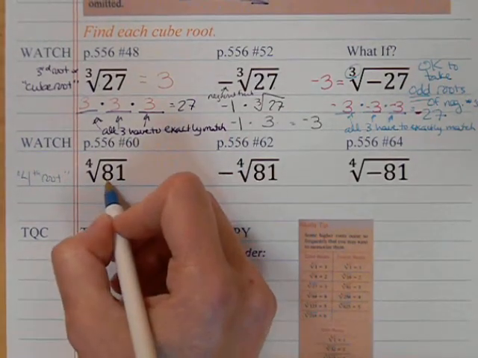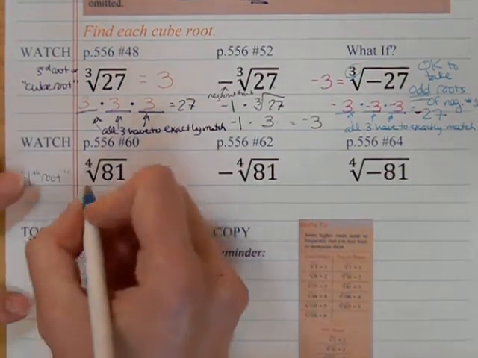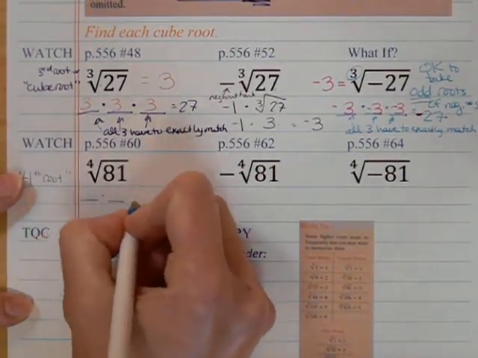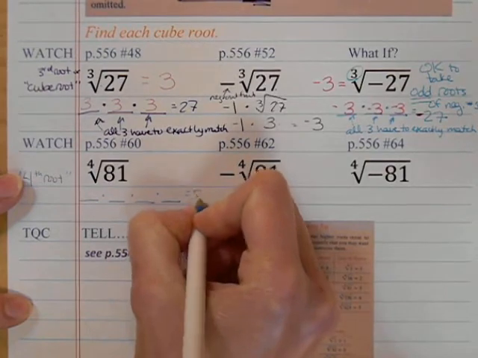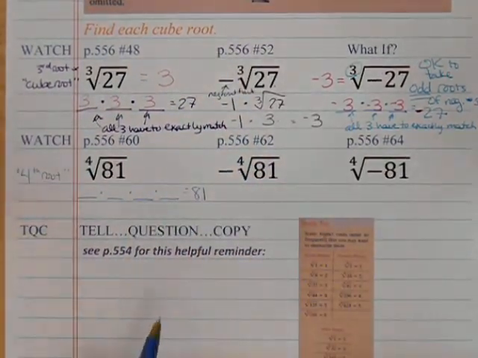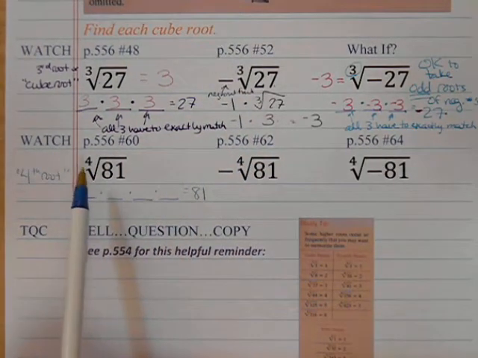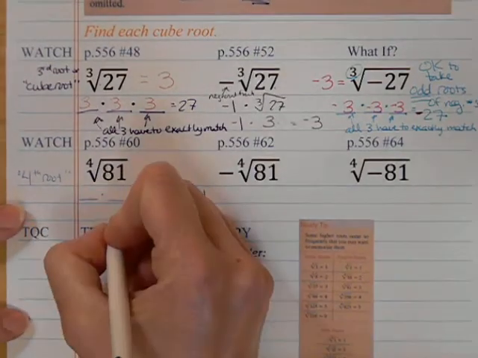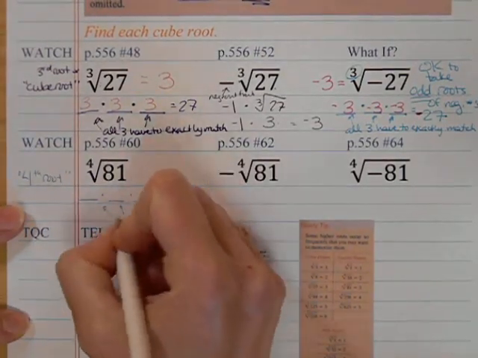Okay, so what are you looking for, the fourth root of 81? We're looking for something times itself 4 times to give you that positive 81. And again, there's no negative out front, so we're just going to leave it as is. So these all have to exactly match.